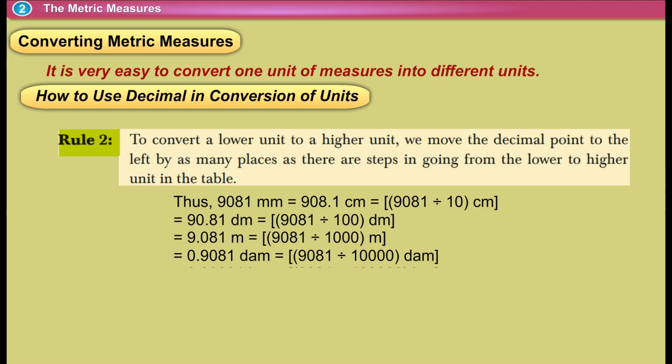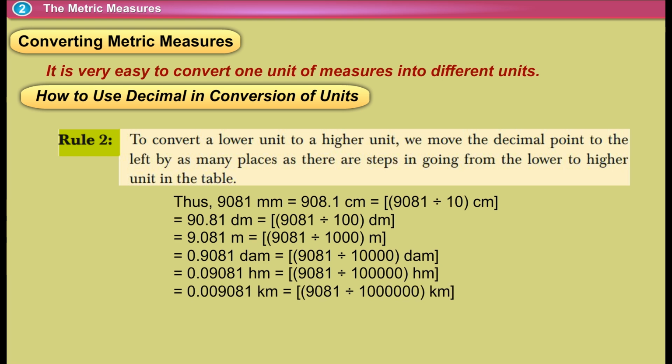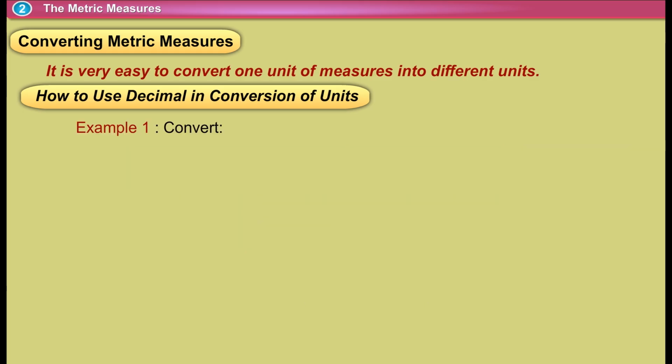0.9081 decameter, which is 9081 divided by 10,000 decameter, is equal to 0.09081 hectometer, which is 9081 divided by 1 lakh hectometer, is equal to 0.009081 kilometer, which is 9081 divided by 10 lakh kilometer.